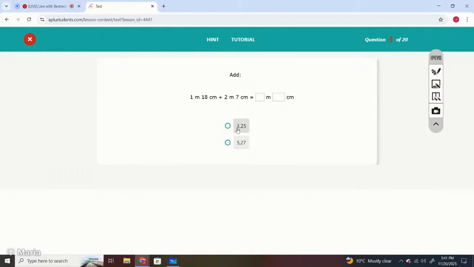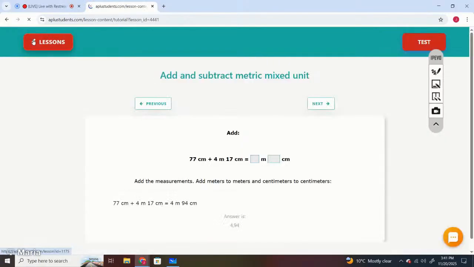1 meter 18 centimeters. So you need to, that is 3 meters 25 centimeters. Okay, you can complete the lesson by yourself later today.